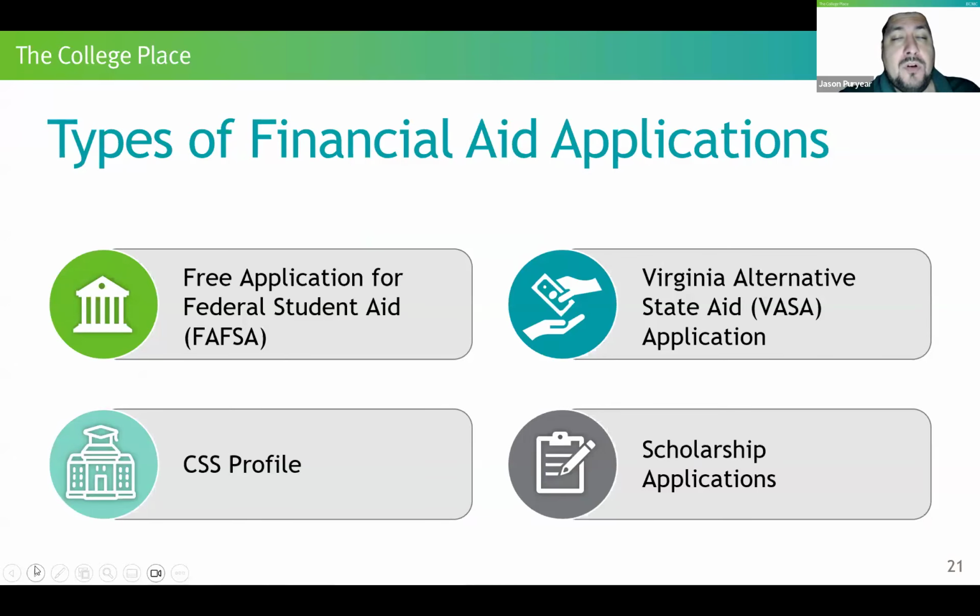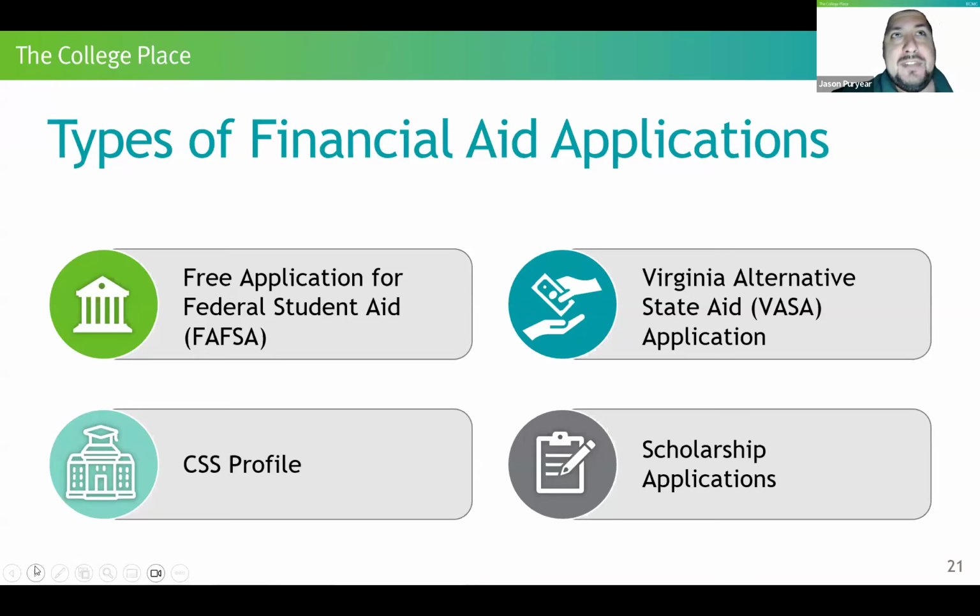I'll touch more on this in a moment, but it's starting this process with one of these two forms. If you're applying to schools outside of Virginia, even if you're using the VASA for schools inside of the Commonwealth, you may be filling out the FAFSA or other forms for schools outside of the state of Virginia if your search goes beyond our state's borders. You may be asked to submit the CSS profile. This is typically going to come from a private college or university, although there's a handful of public schools that will ask for this form as well.